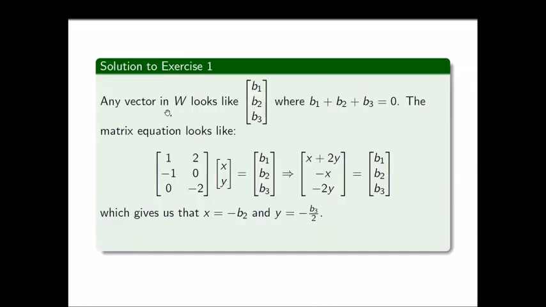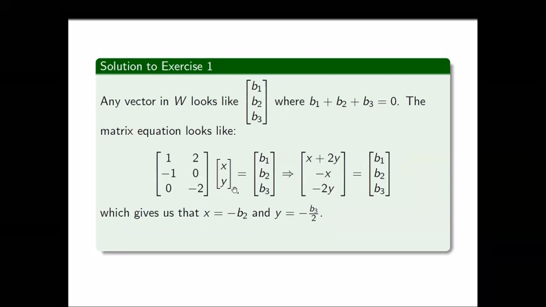Just by the definition of W, any vector in W looks like this, a vector with entries b1, b2, b3, where the sum of b1, b2, and b3 is 0. Then the matrix equation that we want to solve looks like this. Here, the matrix on the left-hand side is the concatenation of the two vectors in S. xy is the vector of variables, and b1, b2, b3 is an arbitrary vector in W.